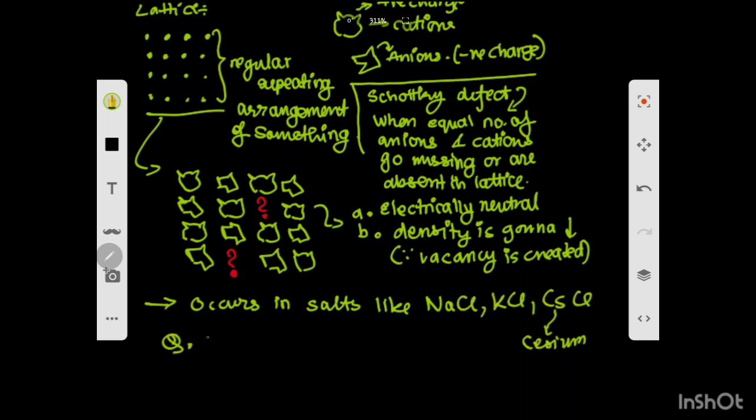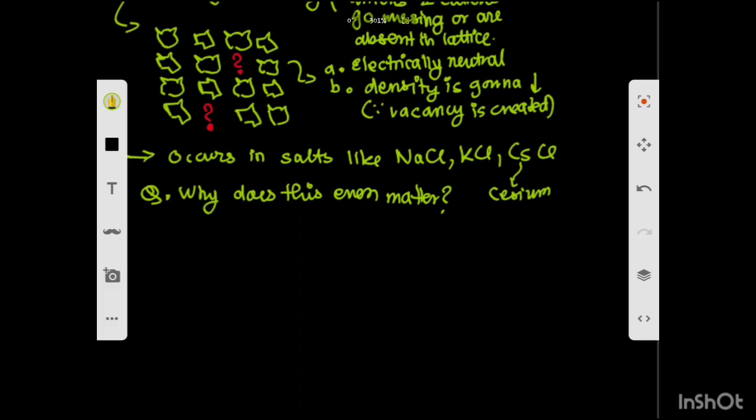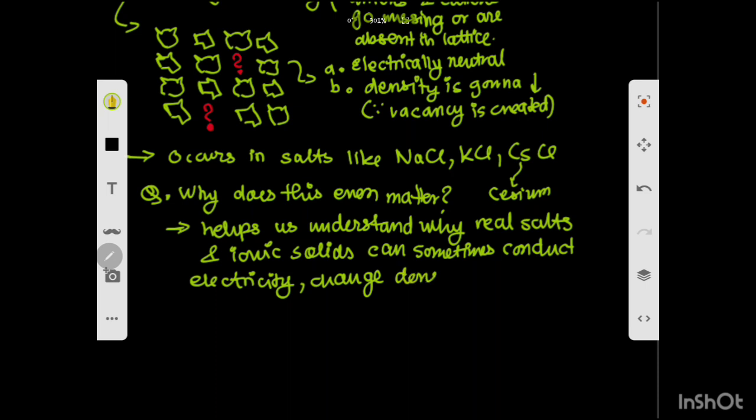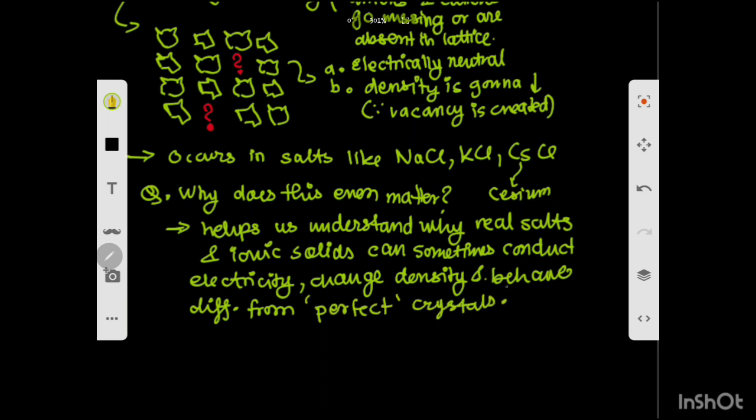You might ask, why is this important, or why does this matter? So this matters because it helps us understand why real salts and ionic solids sometimes conduct electricity, or why their density changes, and how their behaviors differ from supposedly perfect ionic solids or perfect crystals. Okay, and this is also important in material sciences, chemistry, and physics.